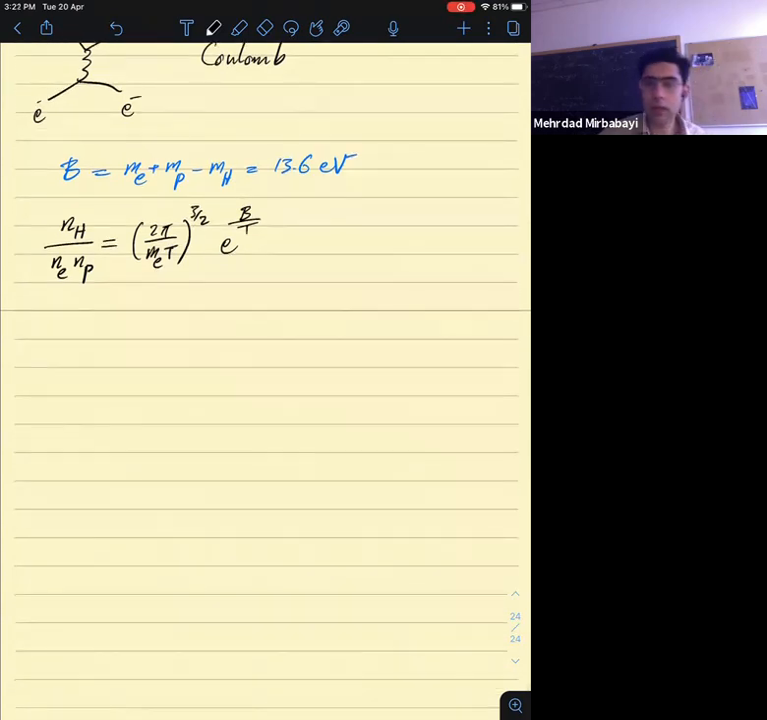Now, what else do we know? We know that the universe is neutral, so the number of electrons is equal to the number of protons. Therefore, this ratio is basically n_H divided by n_e squared. What else do we know? The other thing is that the baryons are mainly in protons and hydrogen atoms. The heavier nuclei that were made, there aren't too many of them. Most of the baryons are actually protons, and they are either free protons or inside the hydrogen atom.